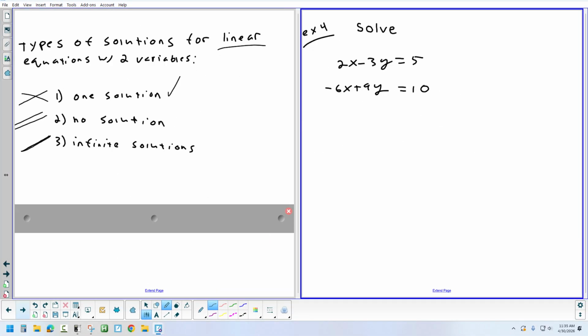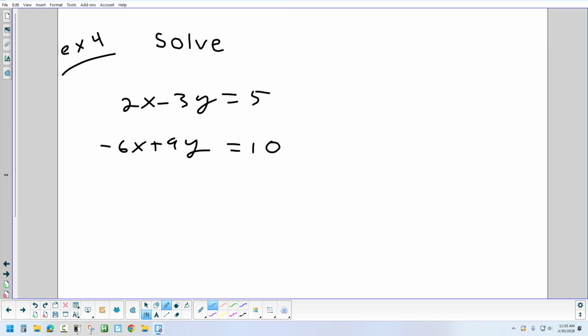Let's try this one. Okay. Which letter do we want to try to make opposite here? The y? Okay. So what equation would you multiply by a number to make that happen? The first one by 3. First one by 3. Yep. So let's multiply that by 3. Bottom one I think we can keep the same this time. You don't have to do anything to it.